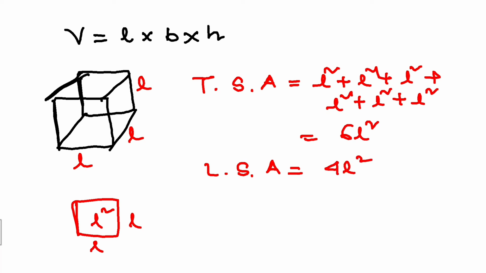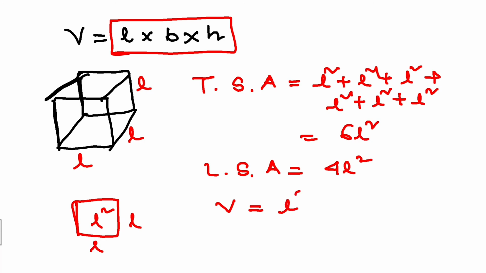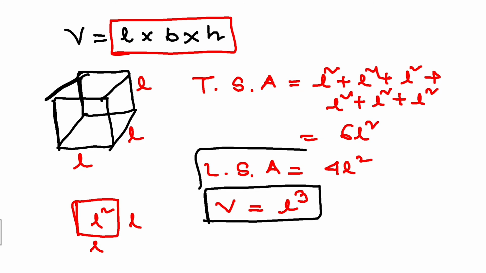And what will be the volume? What is the volume in case of cuboid? L into B into H. So in the case of cube, it will be L into L into L, that is L cube. Alright. So these are all the formulas in case of cube: volume, LSA and TSA. Okay. In the next video, we shall discuss about cylinder and cone.